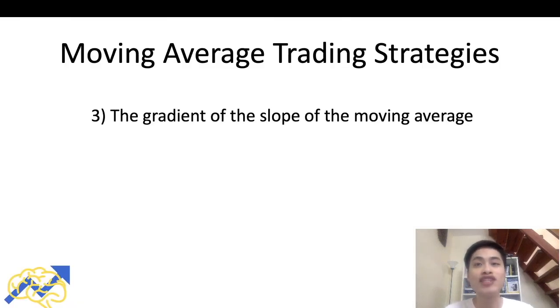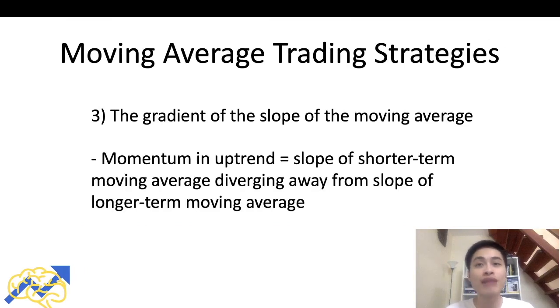The third moving average strategy is using the gradient of the slope of the moving average. So in an uptrend, we ideally want to see our shorter term moving average with a steeper slope compared to our longer term moving average over time. This will mean that our shorter term moving average is diverging away from our longer term moving average. So this moving average strategy indicates to us that there is momentum in our uptrend and that prices are likely to continue to rise over time. So let's take a look at some examples to see how we can use this strategy on our price charts.